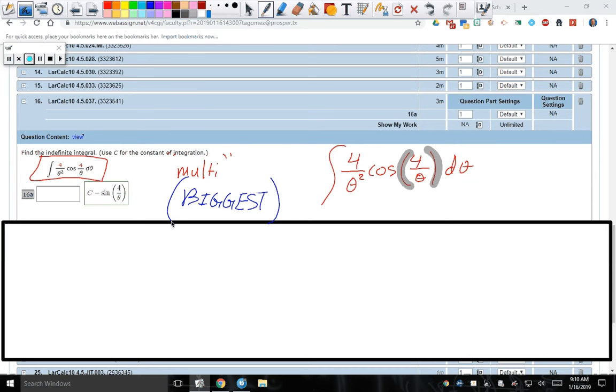What else from what we have right now do you think I would look at that is kind of red flagging me right now? The constant multiple rule. Nice. I would look at this and see this 4, not this one, because that's not a constant the way the first 4 is, that I can pull out and rewrite it as 1 over theta squared cosine of 4 over theta.